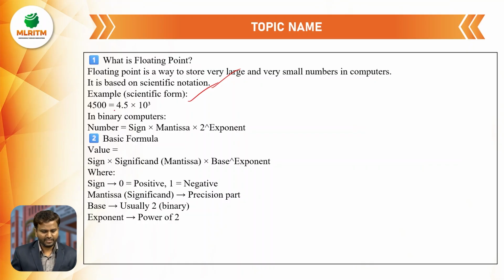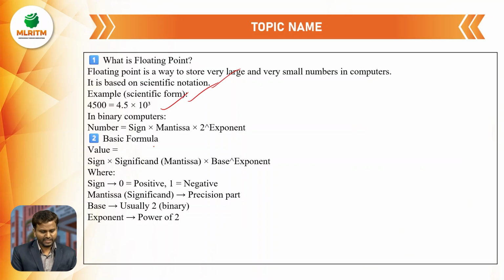Like 4.5, the formula: 4500 is converted as 4.5 times 10 power 3. In binary computers, the number is divided into three parts in floating point: a sign bit as the first part, the mantissa, and the exponent as 2 power.